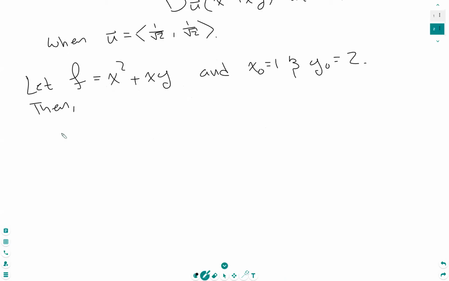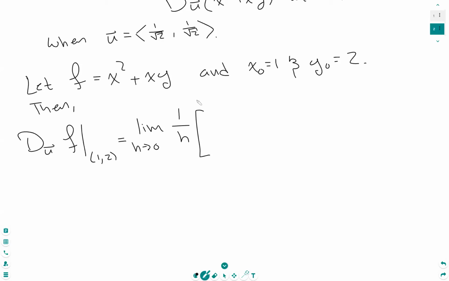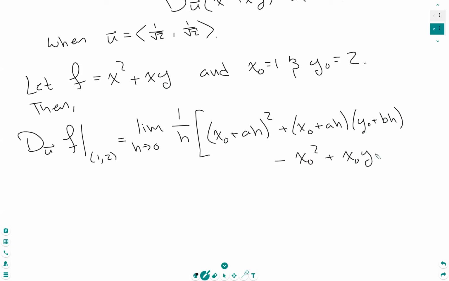But for now, we're using this limit definition. So D_u of f at the point 1, 2 is equal to the limit as h goes to 0 of 1 over h. And now I have to substitute everything into my f function. Anytime I have an x, I have x naught plus a times h. So there I have it squared. And then I have another x here, so this is x naught plus h times a. And every time I have a y, I have to plug in y naught plus bh. And then I'm subtracting f at x naught and y naught. So that's x naught squared plus x naught y naught.